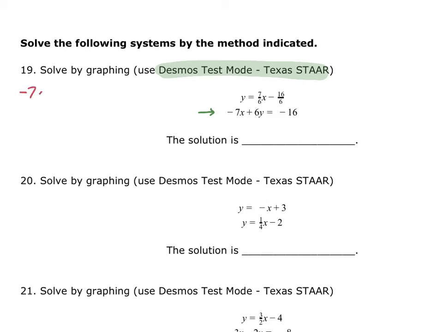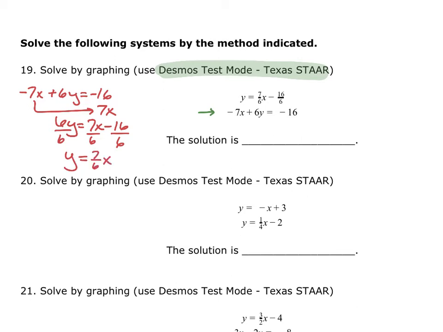If I have -7x plus 6y equal to -16, we're going to move the 7x to the other side. It becomes positive. And we're going to divide by 6, divide by 6, divide by 6. We're going to have y equal to 7/6x minus 16/6.